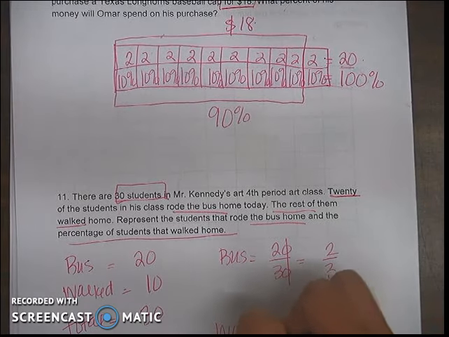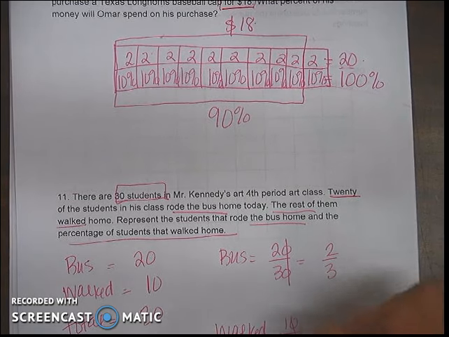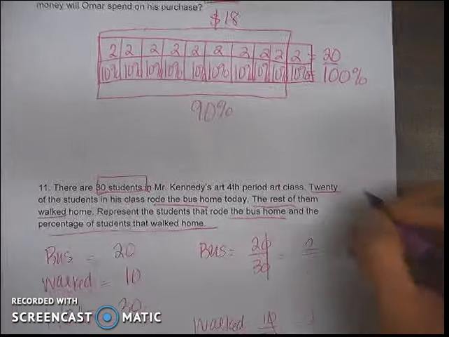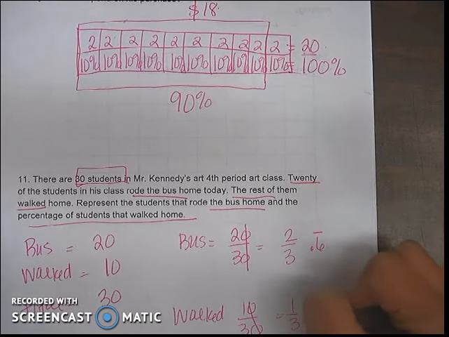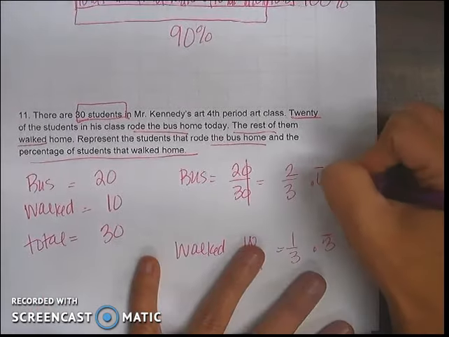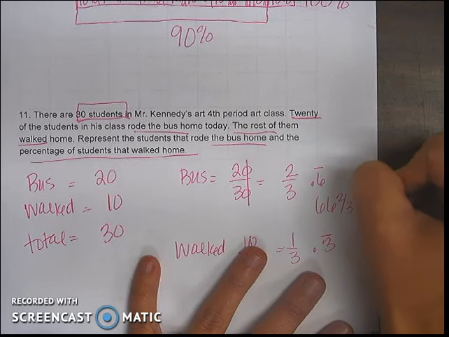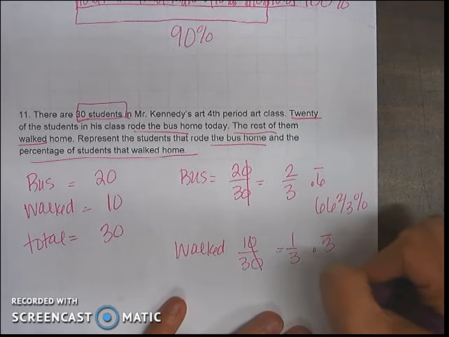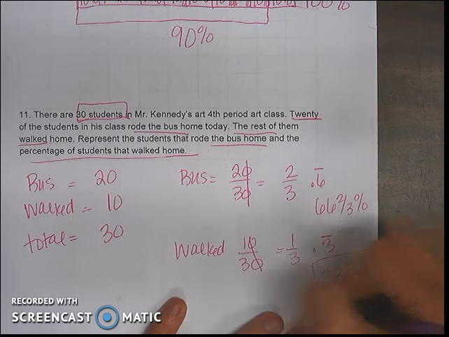Walked would be 10 out of 30, which simplifies to 1/3. Remember, this is 0.6 repeating. This is 0.3 repeating. It'll go on forever. So this, you should memorize it, 66 and 2/3%. This is 33 and 1/3%. You should have that memorized.